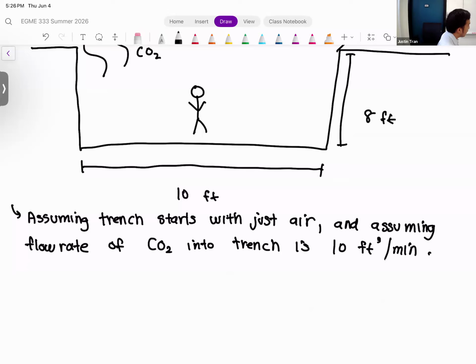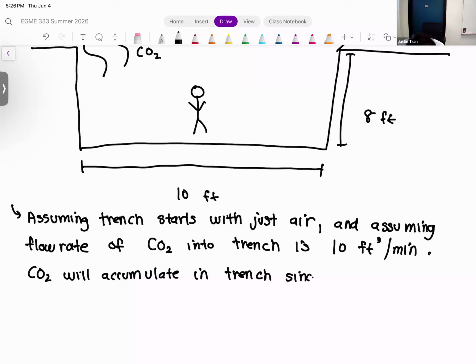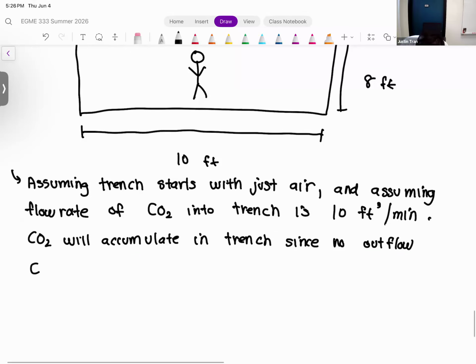Also unlike the previous problem, the CO2 has nowhere to go. And so instead of being vented outward, let's say that there's no outlet air or outlet vent, so that CO2 is going to settle. So there's basically no way for the CO2 to escape. All right. So let's compute a couple things.